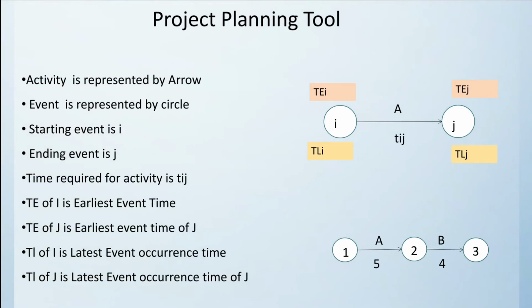Now look over here. In this particular figure, we can see a circle, an arrow, and some labels. In one circle, I is written, whereas in the other circle, it is J. I means the initial event and J is the ending event. What is an event? An event is a specific instant of time. So for activity A, I and J are the starting and ending events. So the project consists of activities and events.